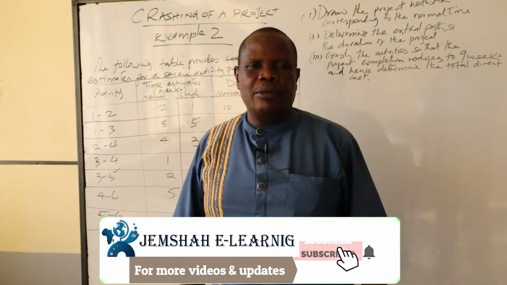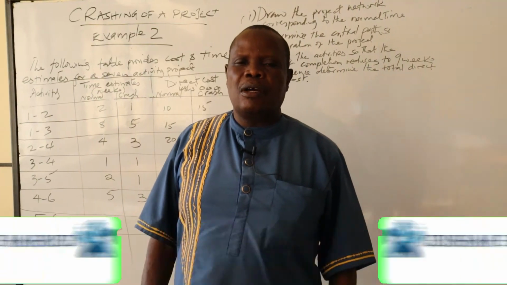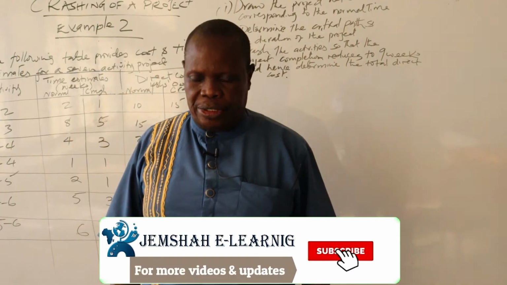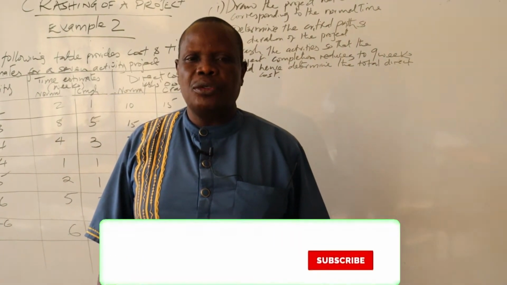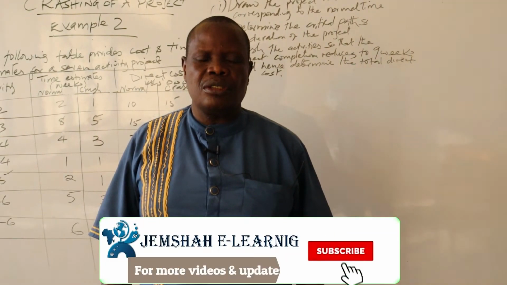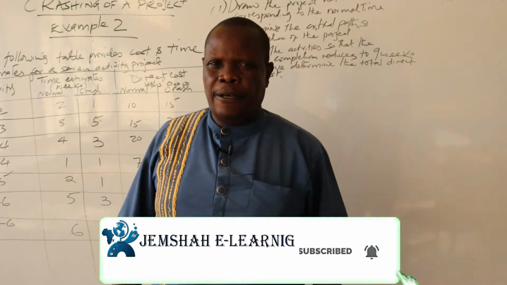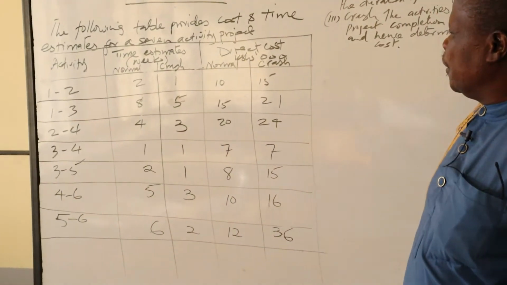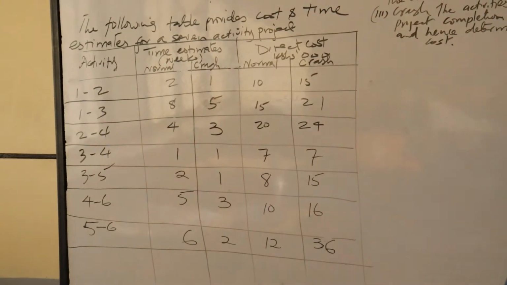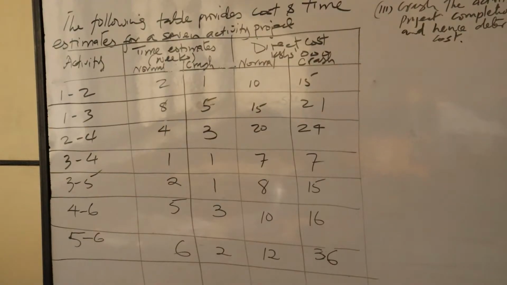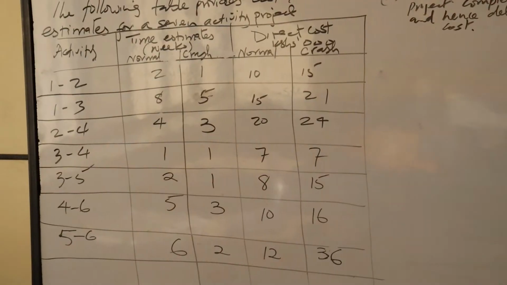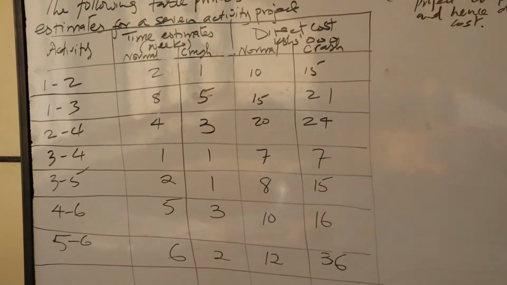To my viewers, this is now a continuation of what I had started on crashing of a project. Today we are going to do example 2 of how to crash a project. This example 2 indicates that there's a project which has a cost in thousands of Kenya shillings and the time duration in weeks.